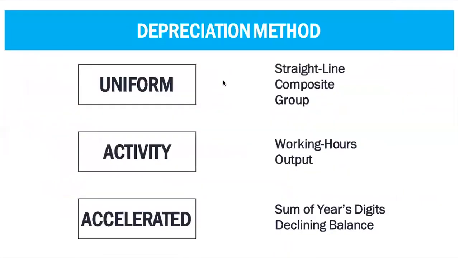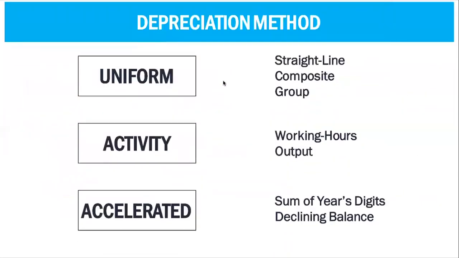Okay. So depreciation method, we have these different depreciation methods. First is your uniform depreciation method. Pag uniform depreciation method, we have a uniform rate. So equal yung rate na yan. For activity, you base it on your activity. So your activity can either be working hours or output. We have also your accelerated. We have your sum of the year's digits and declining balance.